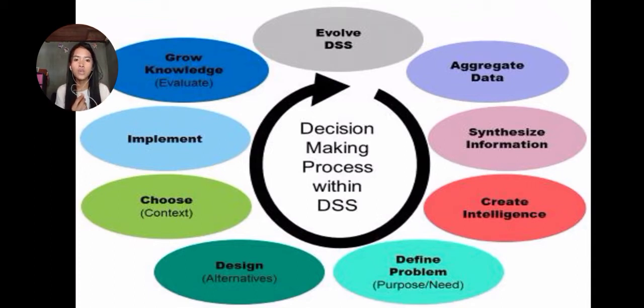So there are nine things involved in the decision making process. First is aggregate data. The DSS can aggregate data and synthesize information. It is very important to synthesize information and create intelligence. So this is the main one to work out in your mind to make the problem easier to handle.